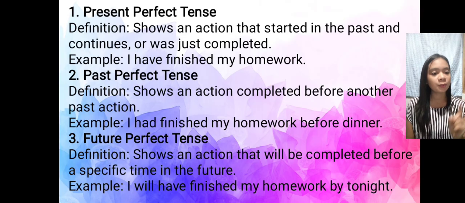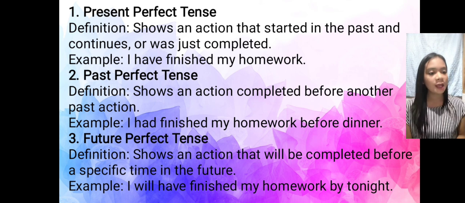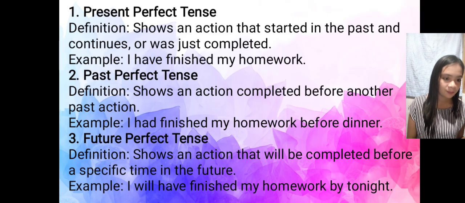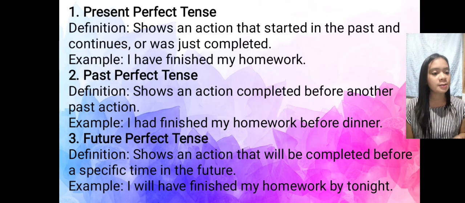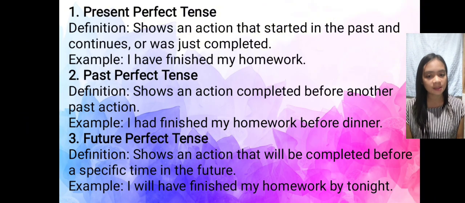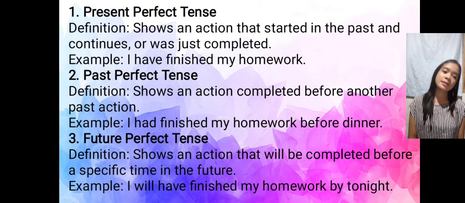Past perfect tense. It shows an action completed before another past action. Example: I had finished my homework before dinner. Subject plus had plus verb plus ed. Next, future perfect tense. It shows an action that will be completed before a specific time in the future. Example: I will have finished my homework by tonight. Subject plus will have plus verb plus ed.